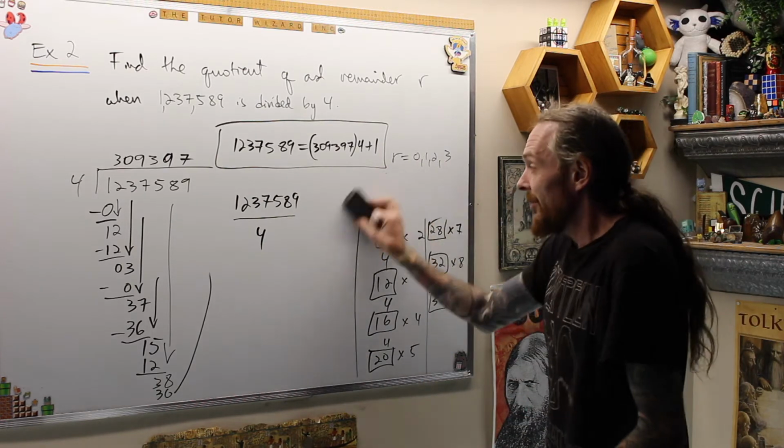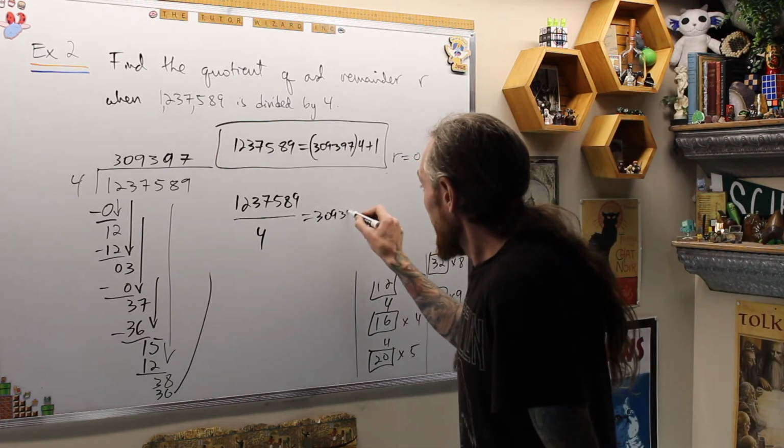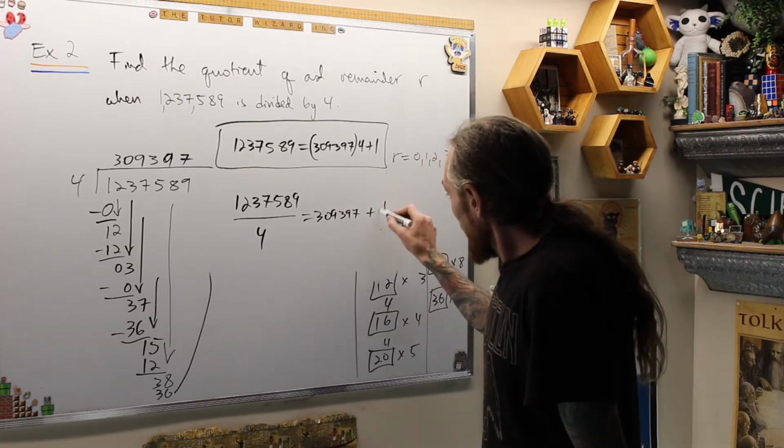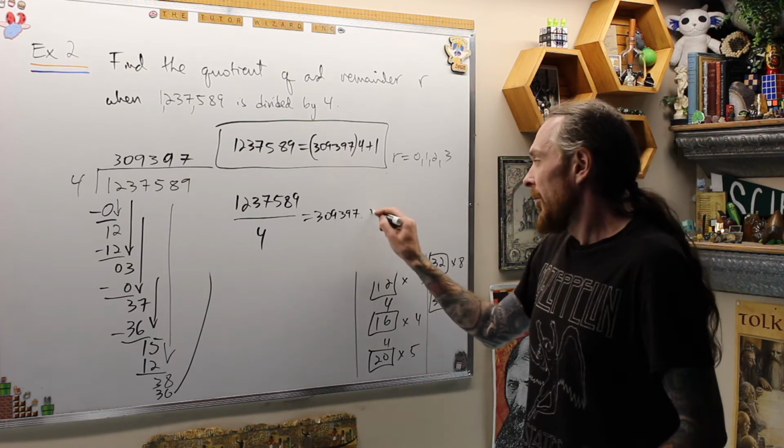Who's that guy equal to now? That's equal to 309,397 plus 1/4, 4.25.